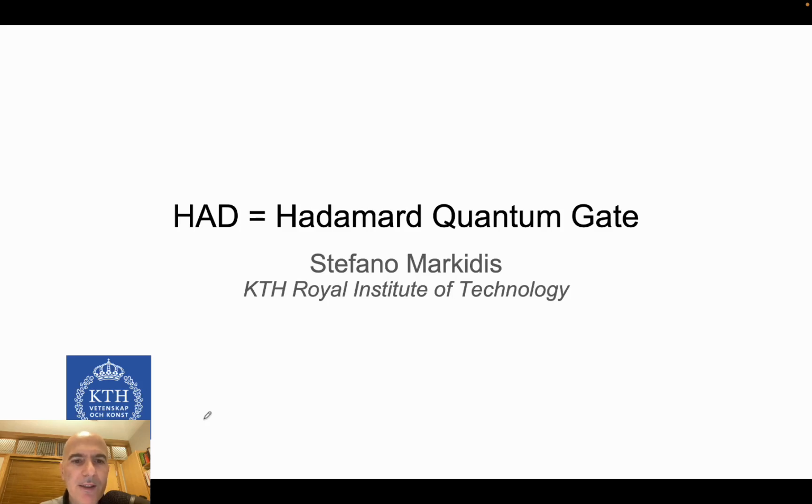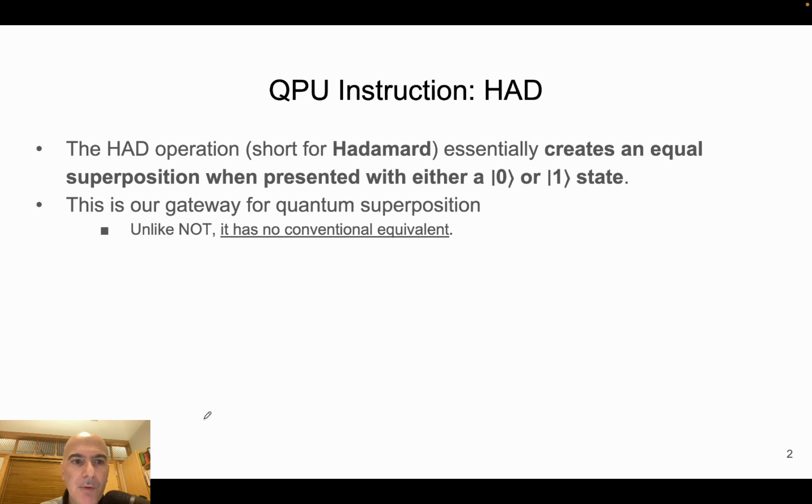Hi, welcome back. In this lecture I want to introduce probably the most famous 1-qubit quantum gate, that is the Hadamard quantum gate. So what does it do? Well, the Hadamard operation, in short also HAD, creates an equal superposition when presented with either 0 or 1 state as an input. So we start as an input like a classical bit, that is either state 0 or state 1. We apply the Hadamard, and the Hadamard puts our classical bit in a superposition.